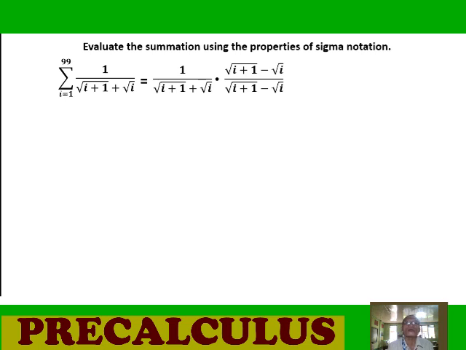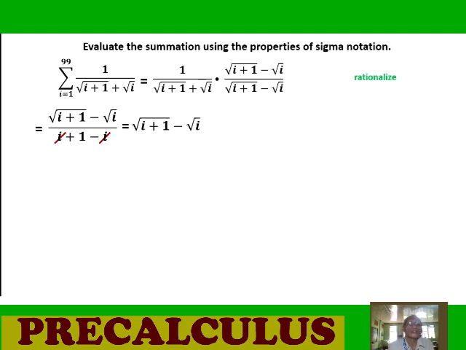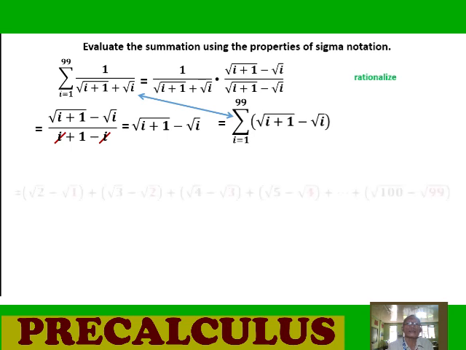So multiplying the numerators and denominators, the result is square root of i plus 1 minus square root of i all over i plus 1 minus i. Then negative opposite signs are cancelled. So we are left with the numerator all over 1, or it is equal to square root of i plus 1 minus square root of i. So our new summation expression becomes summation of quantity square root of i plus 1 minus square root of i as i starts from 1 to 99.